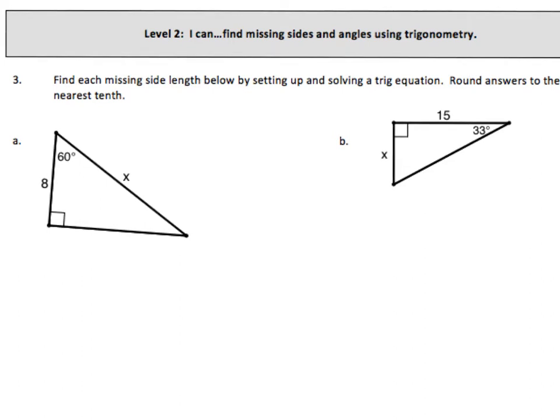All right, level 2, I can find missing side lengths and angles using trig. So again, we're using SOHCAHTOA, so let's write that on the top of our paper. It says find each missing side length below by setting up and solving a trig equation. Round the answers to the nearest tenth, so that's 1 decimal place.